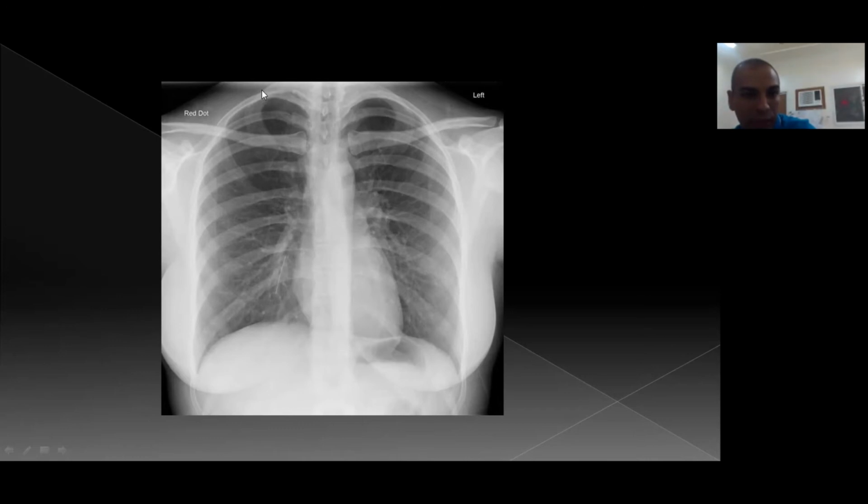And if you count the ribs, 1, 2, 3, 4, 5, 6, it's not hyperinflated. So we don't have any fibrosis. Do we have any collapse? No, the hilum is okay. And we don't have any volume loss. The cardiac border is normal. So 3C: collapse, consolidation, cardiac border type.